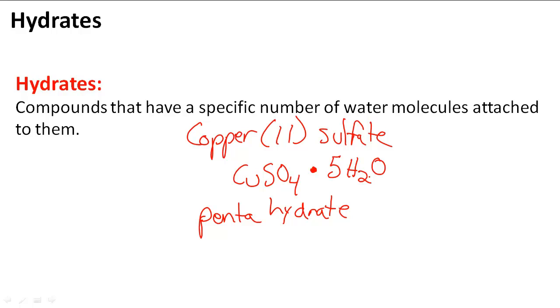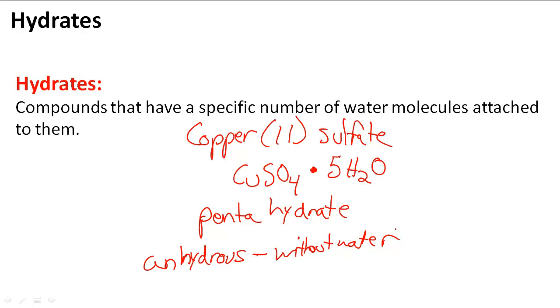Now, these water molecules can be driven off by heating, so the water molecules can move away from the copper sulfate pentahydrate and become anhydrous copper sulfate. So anhydrous means without the water. So the water that was once associated with it is now gone from it. Those water molecules are no longer associated with it.